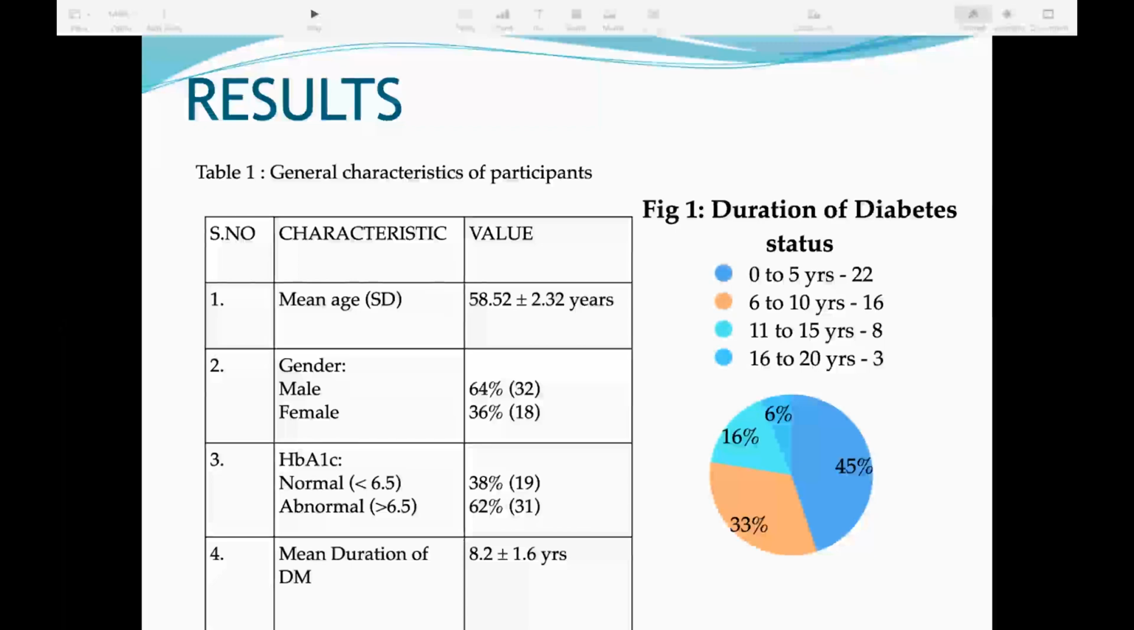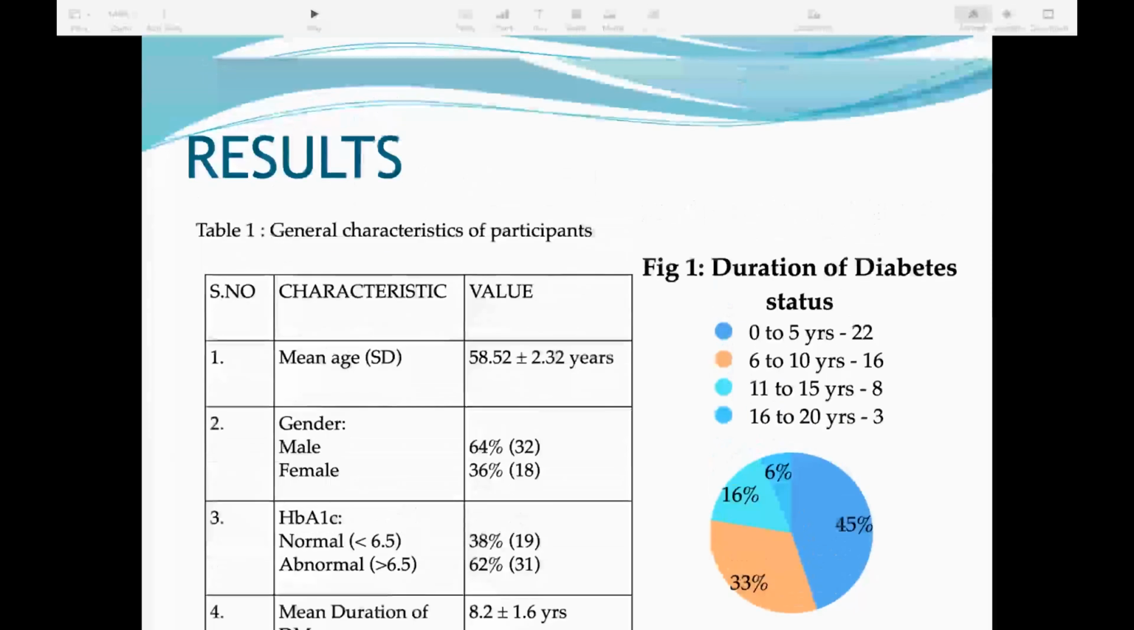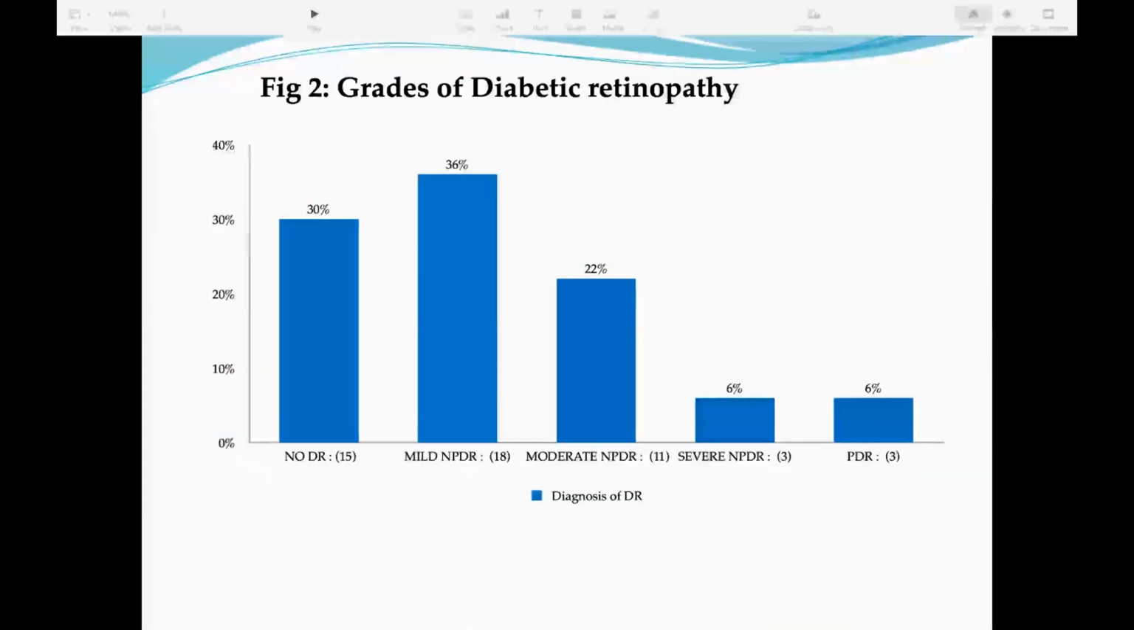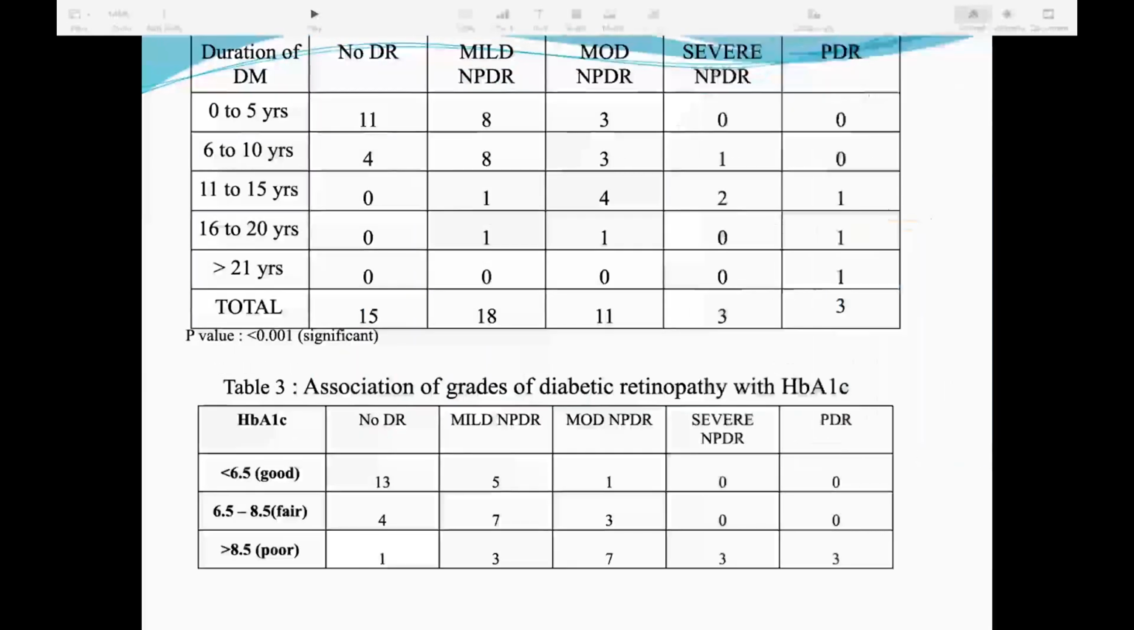Figure number 1, duration of diabetes status. 0 to 5 years history of diabetes mellitus was observed in 22 patients, 6 to 10 years in 16 patients, 11 to 15 years in 8 patients, 16 to 20 years in 3 patients. Figure number 2, grades of diabetic retinopathy. 30% of the patients showed no diabetic retinopathy, 36% showed mild NPDR, 22% showed moderate NPDR, 6% showed severe NPDR, and 6% showed PDR. Table 2, association of grades of diabetic retinopathy with duration of diabetes mellitus.